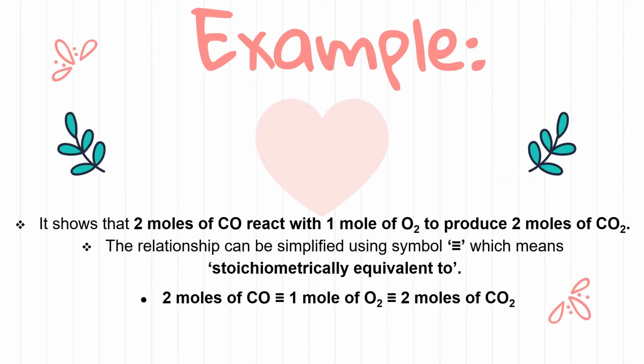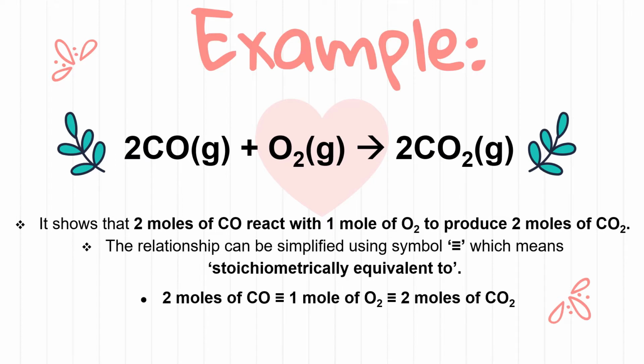Okay, for example, I have this equation: 2CO react with oxygen, produce 2 carbon dioxide. So how do we use this stoichiometric coefficient? It shows that 2 mole of carbon monoxide react with 1 mole of oxygen to produce 2 mole of carbon dioxide. The relationship can be simplified by using the triple dash symbol, which means stoichiometrically equivalent to.